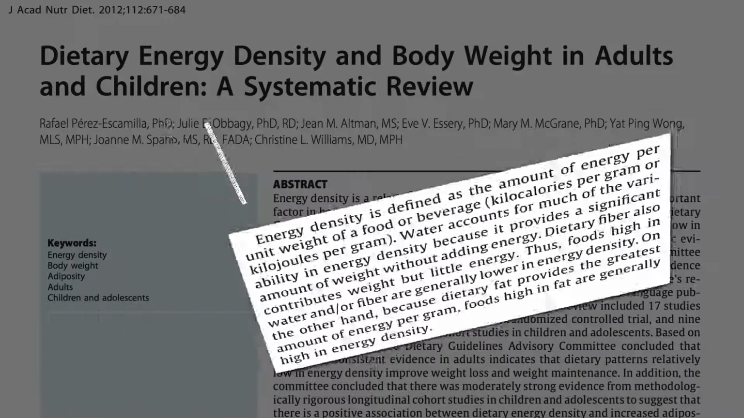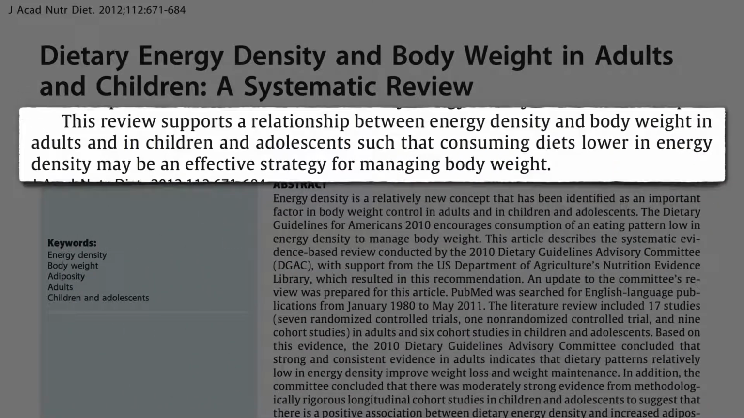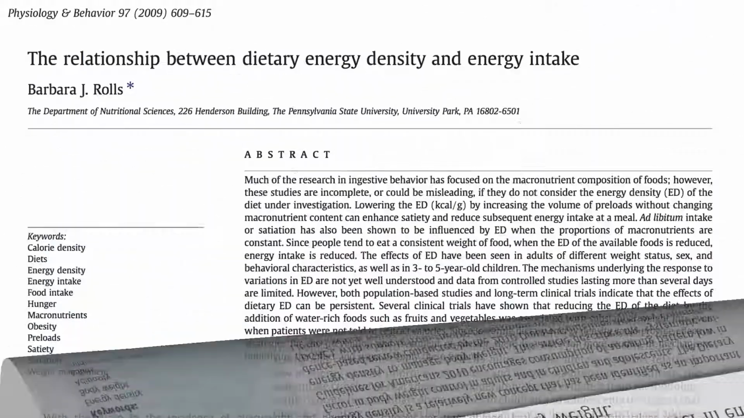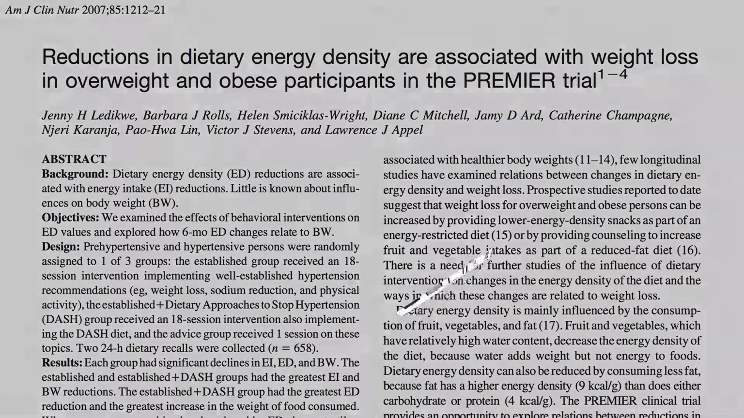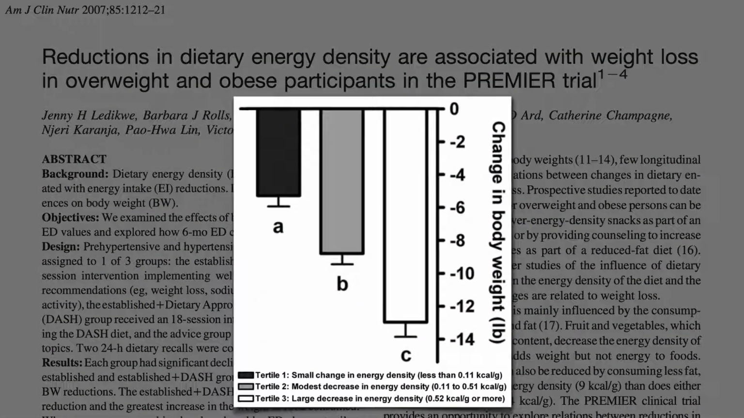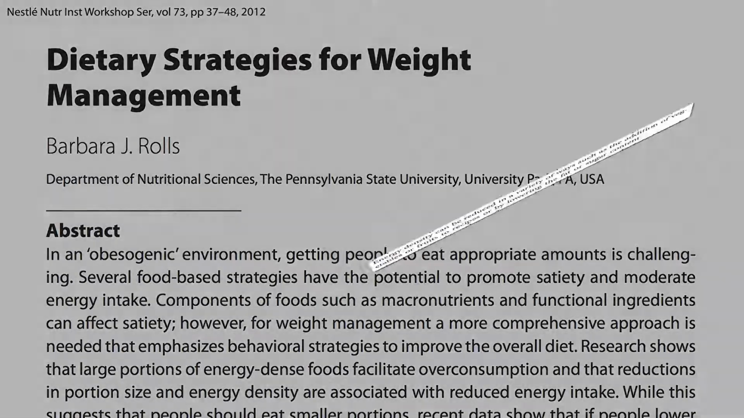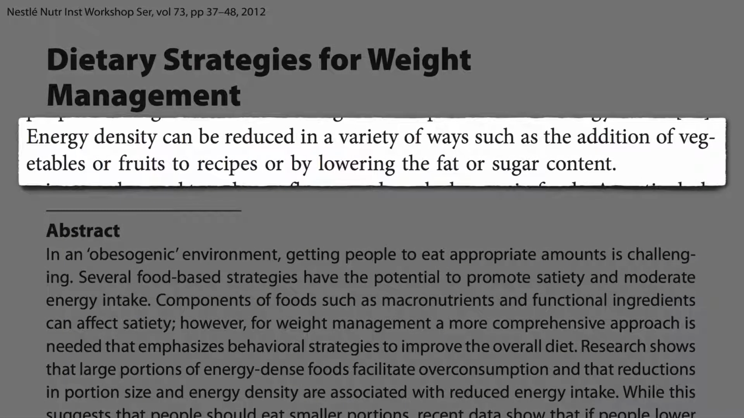Otherwise, though, the science supports a relationship between energy density and body weight, such that consuming diets lower in energy density may be an effective strategy for weight control. This is because people tend to eat a consistent weight of food, so when there's less calories per pound, calorie intake is reduced. A small drop in energy density can lead to a small drop in weight, and the greater the decrease in energy density, the greater the weight loss. Energy density can be reduced in a variety of ways, such as the addition of fruits and vegetables to recipes, or by lowering the fat or sugar content.